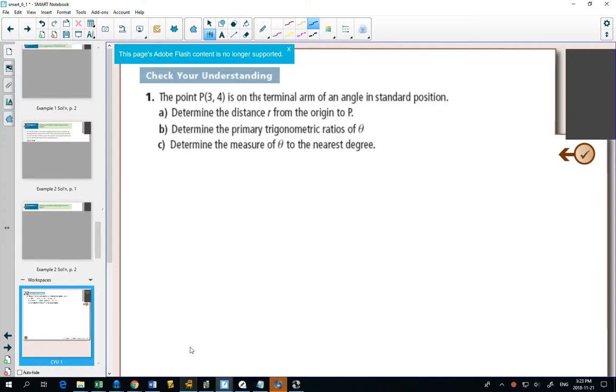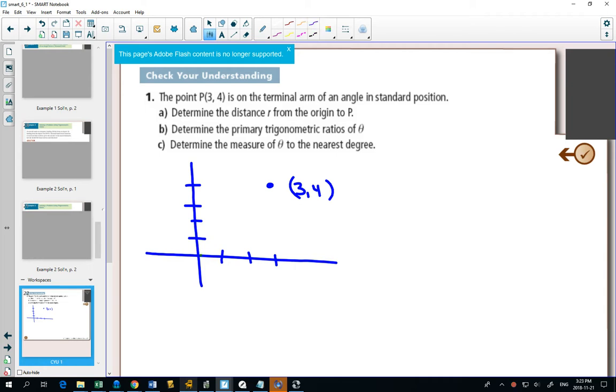In this example, they say the point 3, 4. So I would go over 3, up 4. There's the point 3, 4. It tells us that it's on the terminal arm of an angle in standard position. So angles in standard position, we know, start from the positive x-axis. The angle has to go through that point. This angle theta would be an angle in standard position that's going through that point.